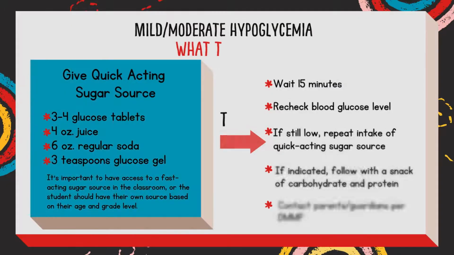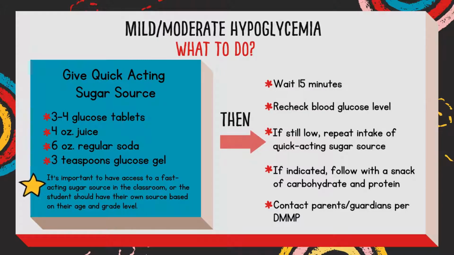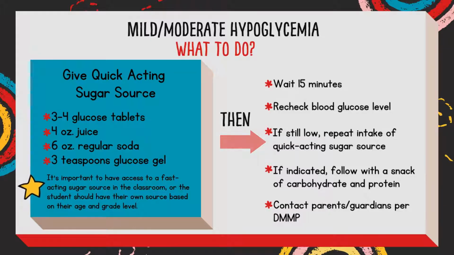If a student is experiencing mild to moderate hypoglycemia, they need a quick-acting sugar source to restore their levels to normal. These can include 3 to 4 glucose tablets, 4 ounces of juice, 6 ounces of a regular soda, or 3 teaspoons of glucose gel. The student's diabetes medical management plan should provide specific instructions for what quick-acting sugar source to provide and how much. It's important to have access to these fast-acting sugar sources in the classroom, or the student should have their own source based on their age and grade level.